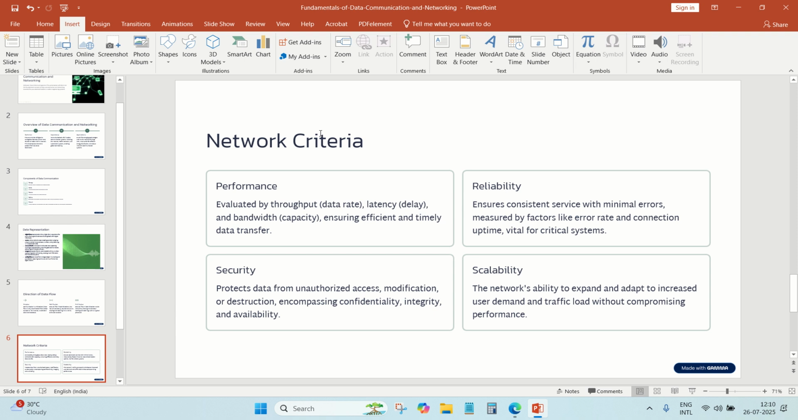Network criteria. A network must be able to meet a certain number of criteria. The most important of these are performance, reliability, security and scalability. What is performance? Performance can be measured in many ways, including throughput or data rate, latency or delay, and bandwidth, ensuring efficient and timely data transfer.